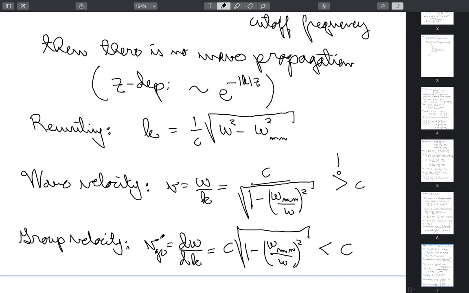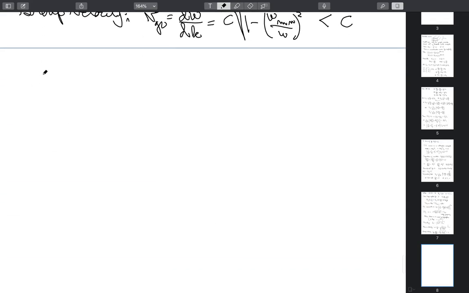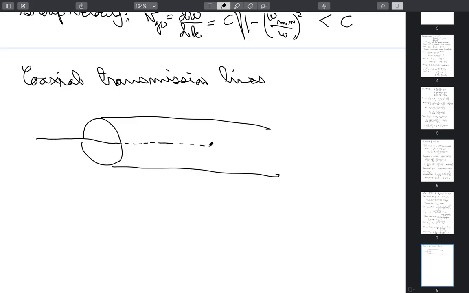Now, just as a tiny little add-on, just so you know about them, I just want to spend a couple of minutes on coaxial transmission lines. So what does that look like? Well, you have a cylinder, and inside the cylinder you have a cable, right on the axis of the cylinder here.